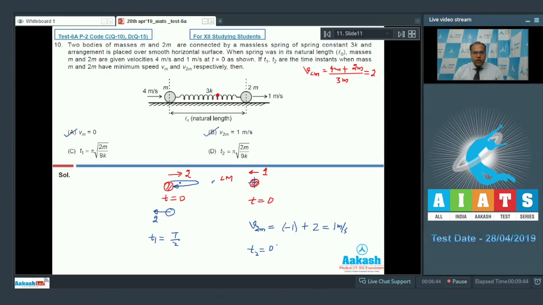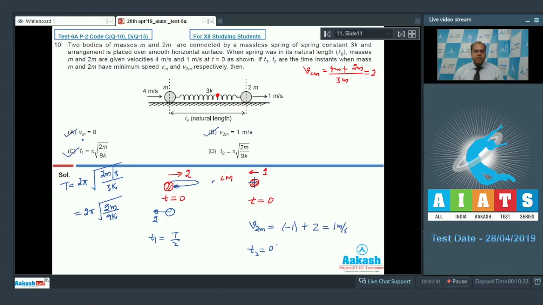So we have to find out what is the value of T for this given system. The time period for this system can be written as capital T is equal to 2π under root m, where m is the reduced mass of the system, so that is 2m by 3, divided by k, that is 3k. So it comes out to be 2π under root of 2m by 9k. So option C is also correct. So the correct answers for question number 10 are options A, B and C.